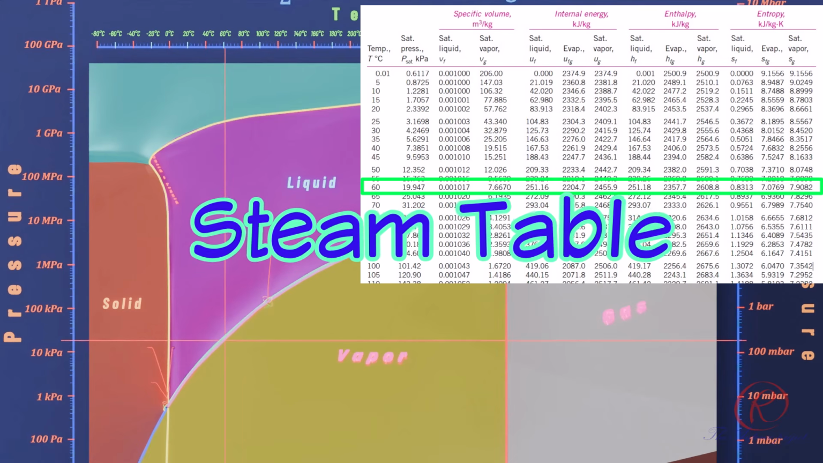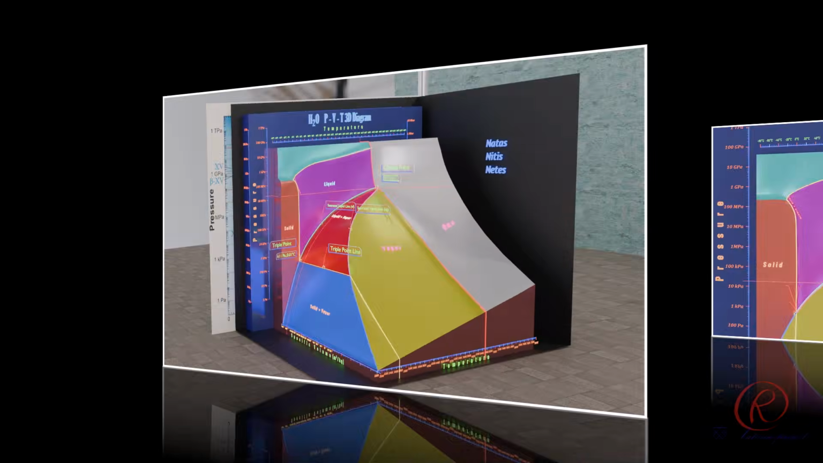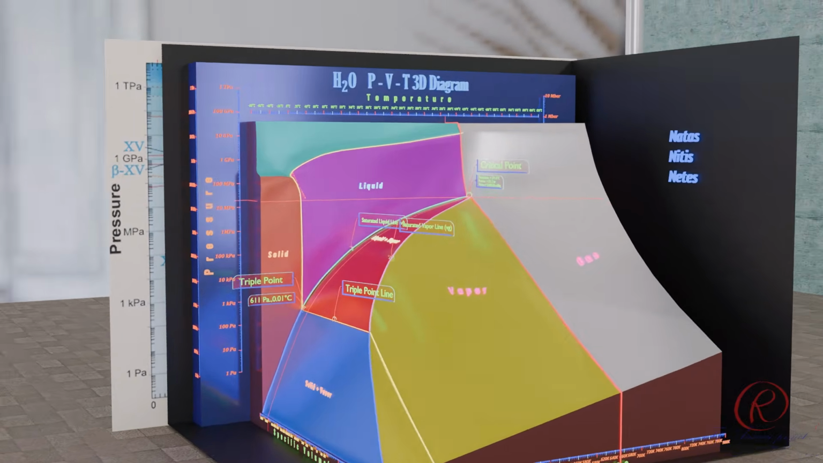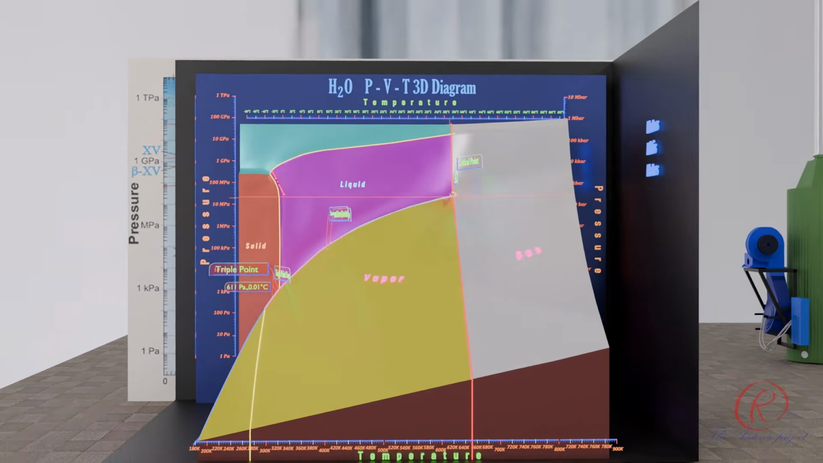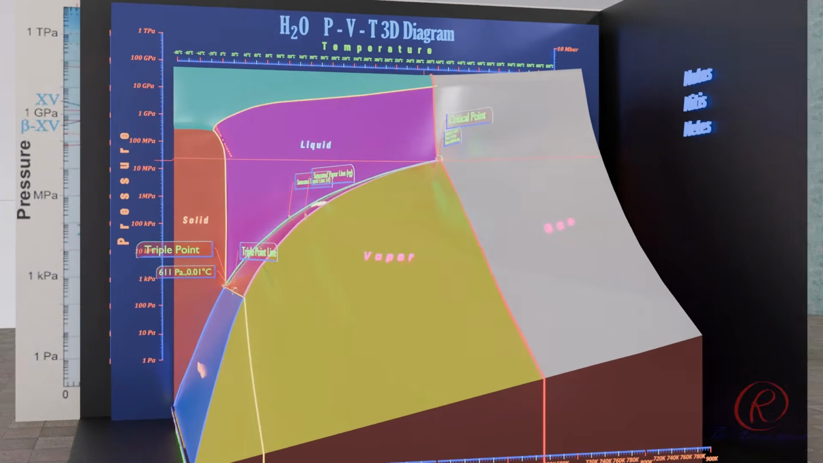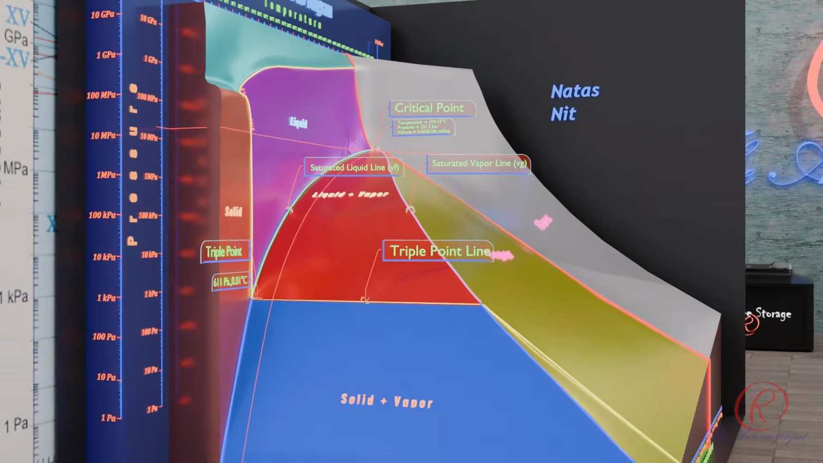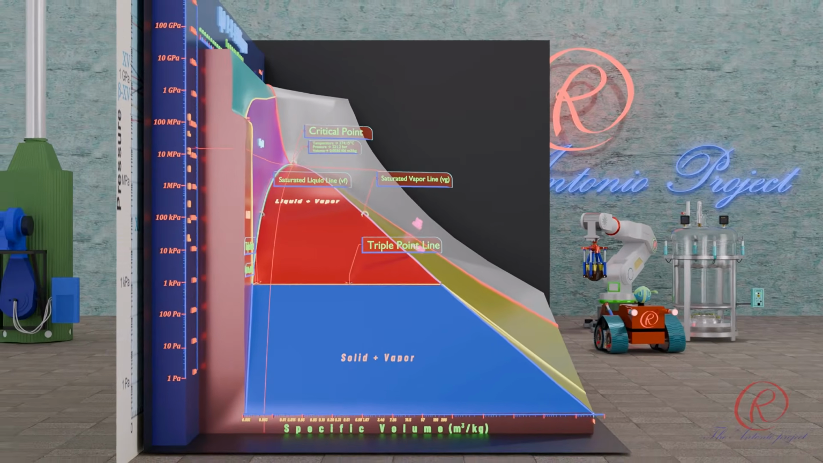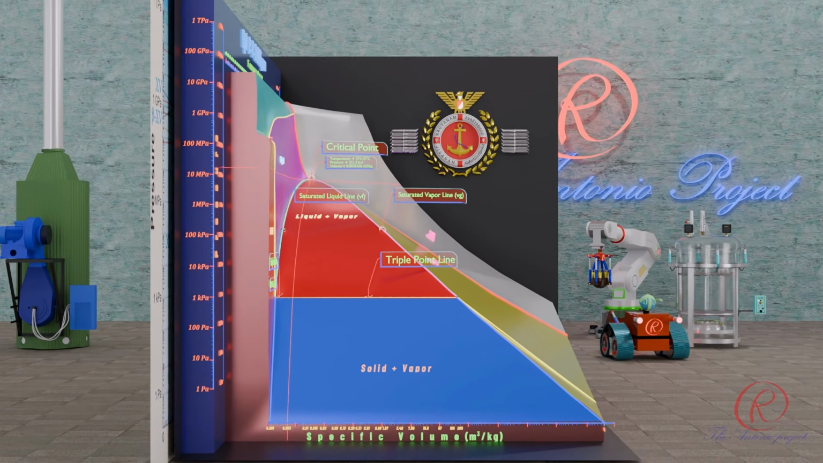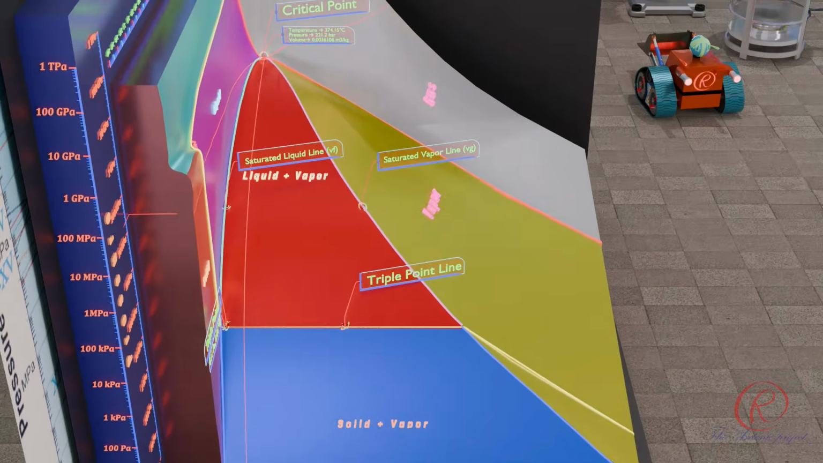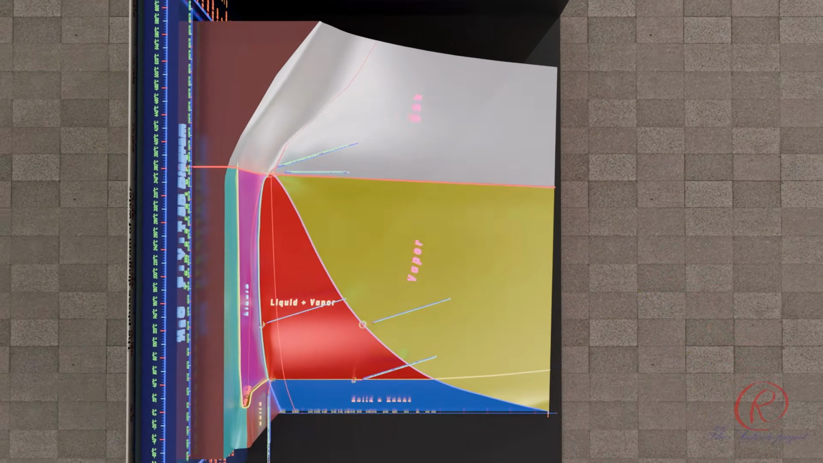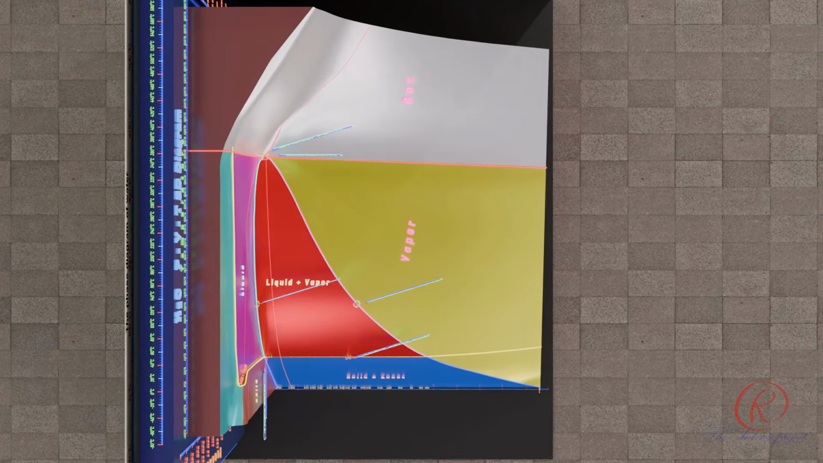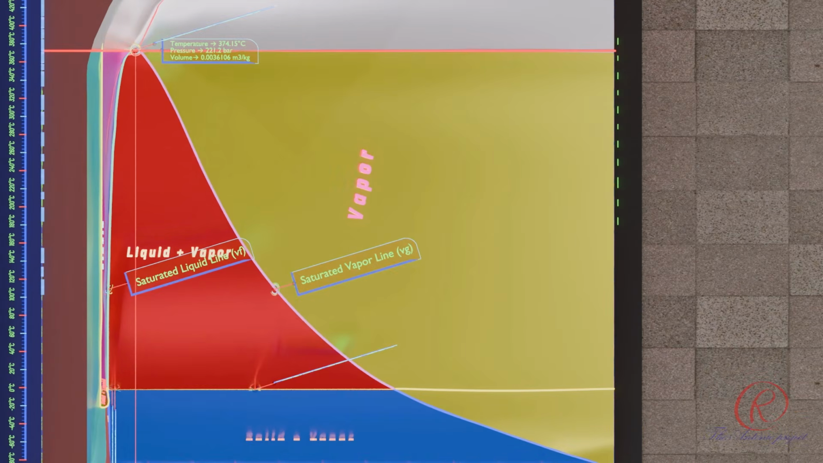How to read a steam table? The PVT diagram and the steam tables are closely related because steam tables provide the numerical property data for the states represented on the PVT diagram. A steam table is a reference table used in thermodynamics to find properties of water or steam, such as temperature (T), pressure (P), specific volume (v), internal energy (u), enthalpy (h), and entropy (s).